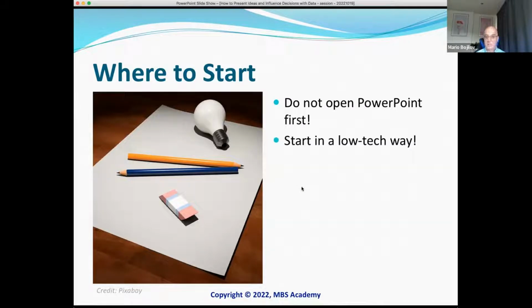So forget about technology, forget about PowerPoint, forget about any other tool. At the end of the day, it's just a tool. Focus on the important bits, the ideas and the structure. Pen and paper is great. You can write down the ideas, you can write down the structure, and then you move on.